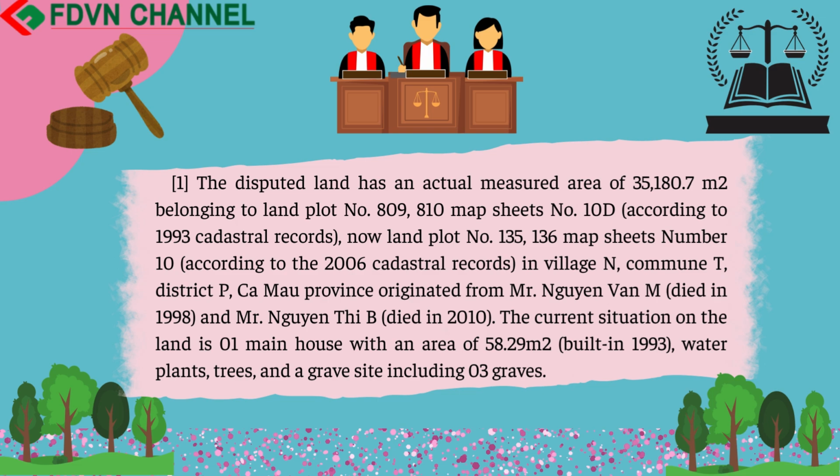The current situation on the land is one main house, with an area of 58.29 square meters, built in 1993, water plants, trees, and a grave site, including 3 graves.